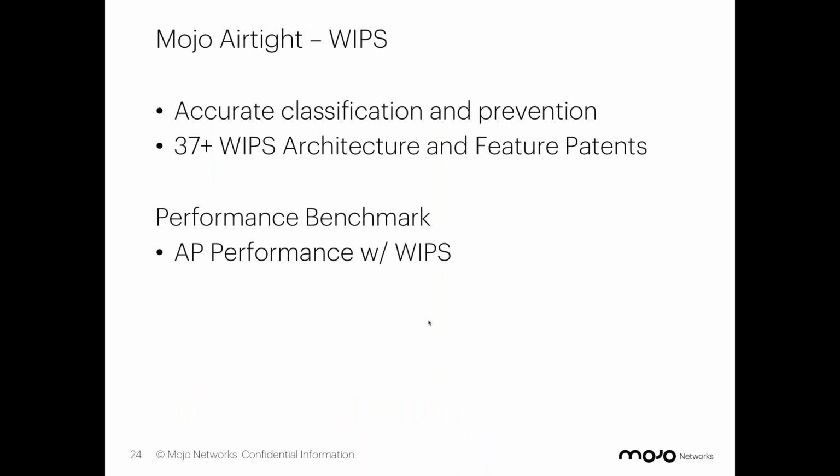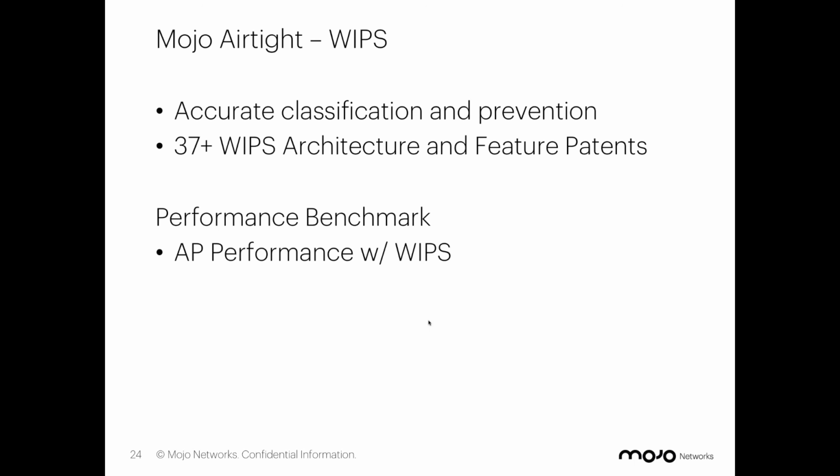Sometimes WIPS is added to APs, so all Mojo APs have WIPS included in them, and with our 11AC APs, these are very powerful, very intelligent APs. So with WIPS on top of it, we can do it very effectively and without a performance impact on the access side of the house. We did a benchmark with our C130.